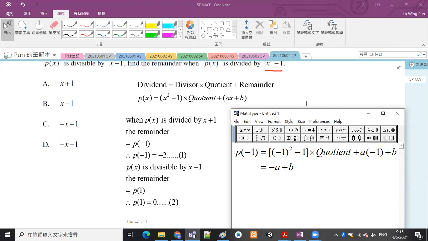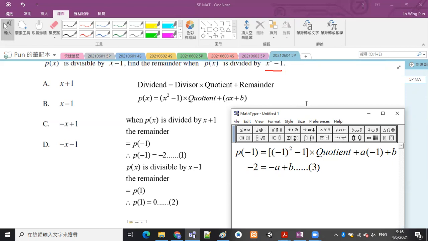So what we are calculating is P(-1). But we have already found that P(-1) is equal to -2. So this left-hand side can be changed to -2. Left-hand side is -2. And this is our equation 3.